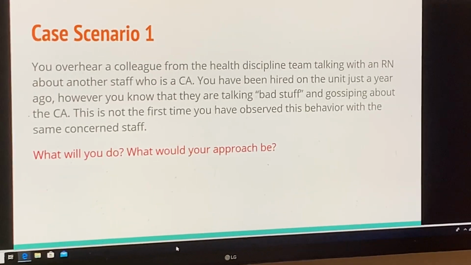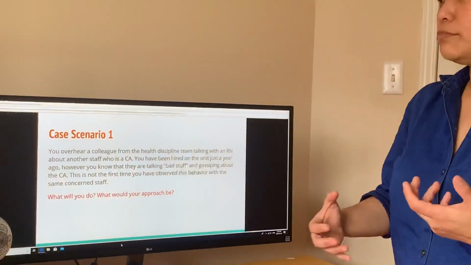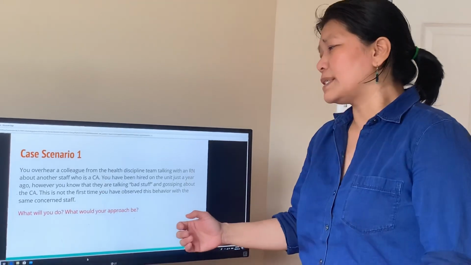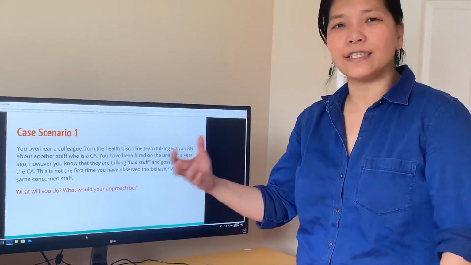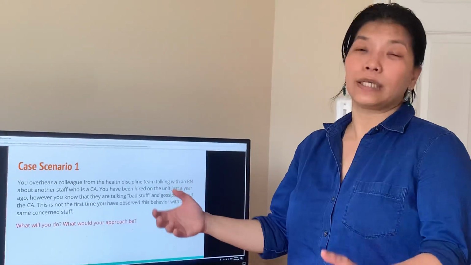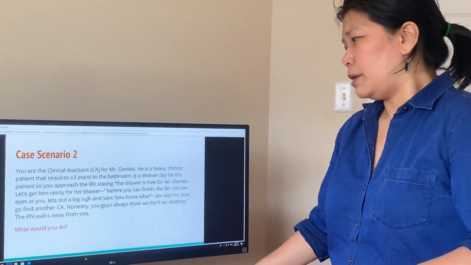We tried to put together some case scenarios where you would know what different kinds of bullying look like. For example, the first case scenario is more about gossiping about other people, and that would be considered bullying because the other person is made to feel inferior.